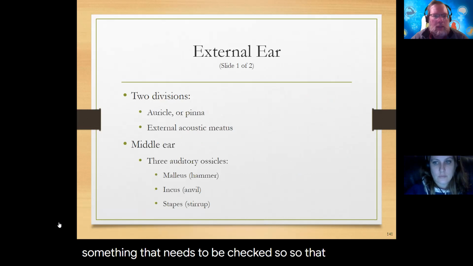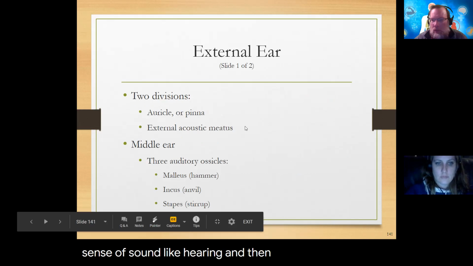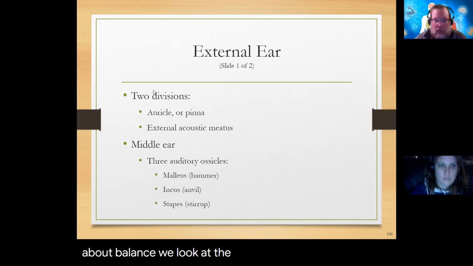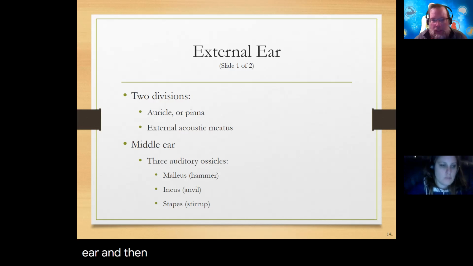So yeah, the tongue. Let's see, external and taste. So taste and smell always go together. Now the ear, we see kind of two senses, right? The sense of sound, hearing, and then we talk a little bit about balance. The external ear has two divisions: what you see with an ear, and then the part where you put the Q-tip.